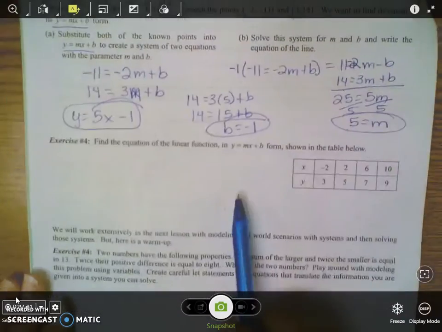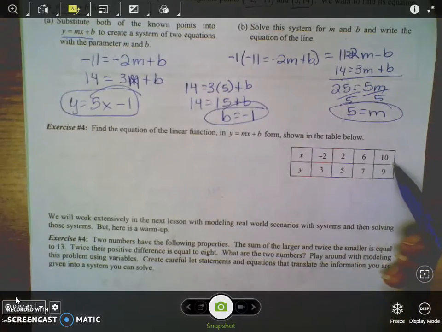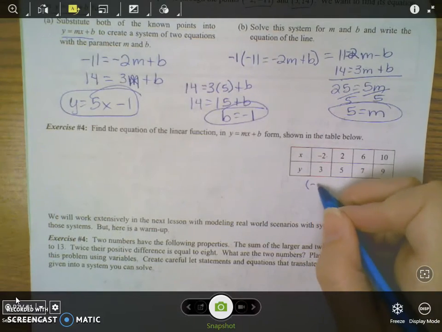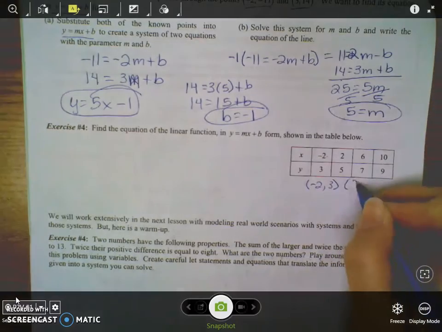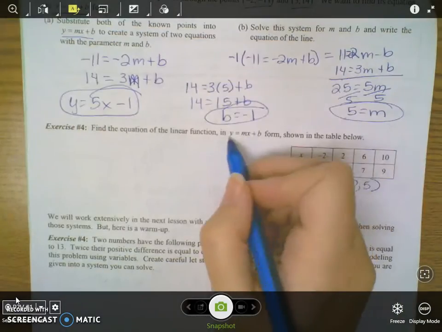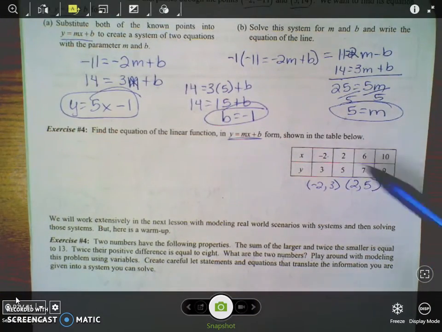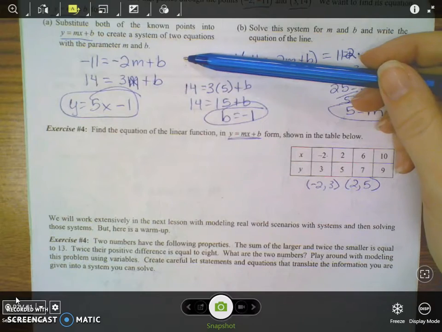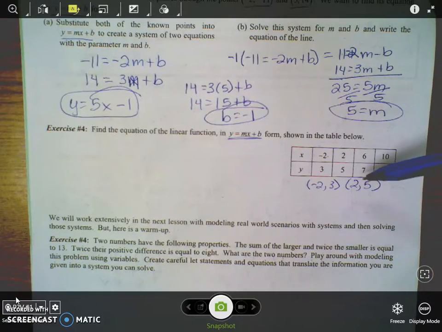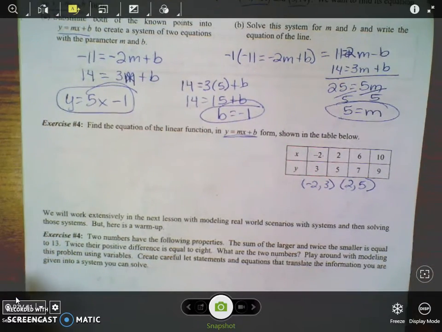Okay, so on this one, same thing, except our ordered pairs are given in table form. So this is like negative 2, 3. This is like 2, 5. So you can find your m and your b to write your y equals mx plus b format, and you can do it the system of equations way, or you can do it the finding the slope and plugging it in and finding the y-intercept way, whichever you want. So pause the video and give it a try.